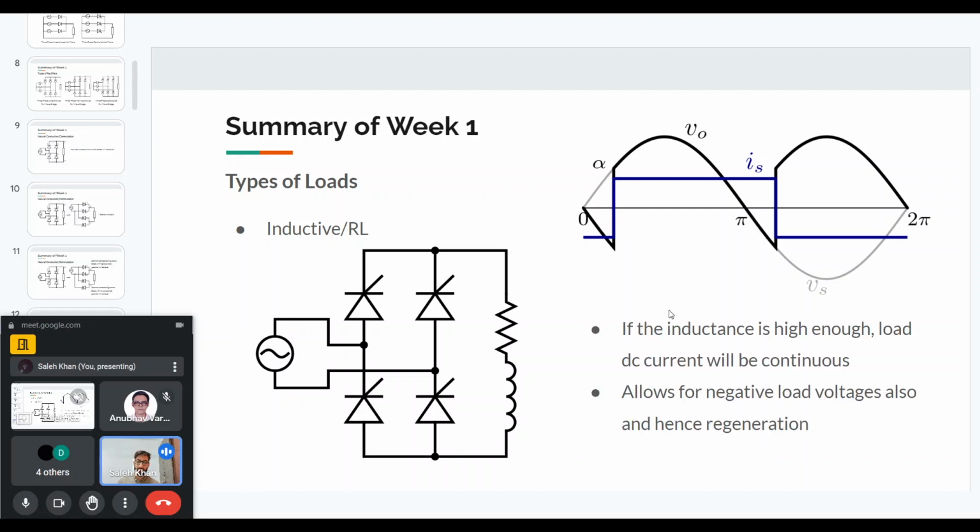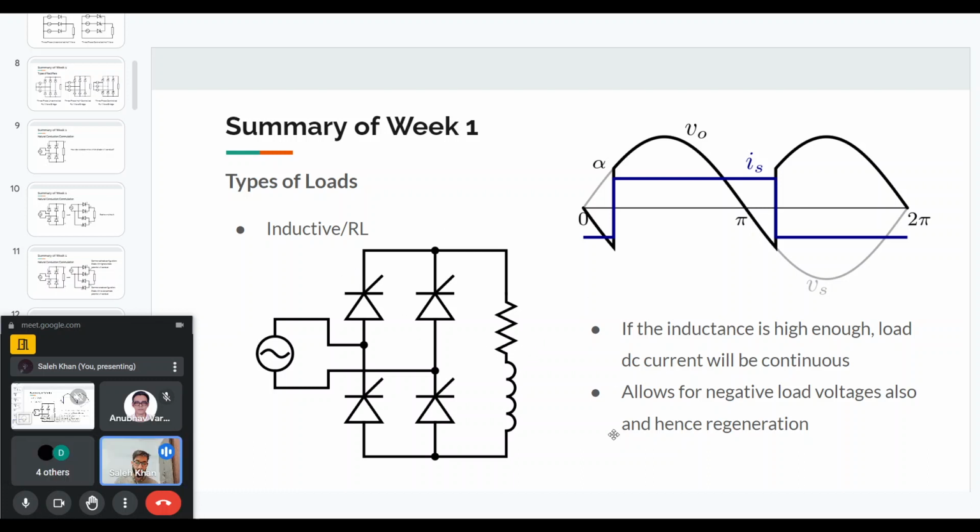So due to the presence of the inductor, if the inductor is high enough, then the load DC current will be continuous. So it will not stop. It will not die down and go to zero. And because of this inductance, it will also allow for negative load voltages. So if we only had a resistive load, then the output current will follow the polarity of the output voltage. So if we had a positive voltage, the output current would be positive, and if we had a negative voltage, the output current would be negative for a purely resistive load.